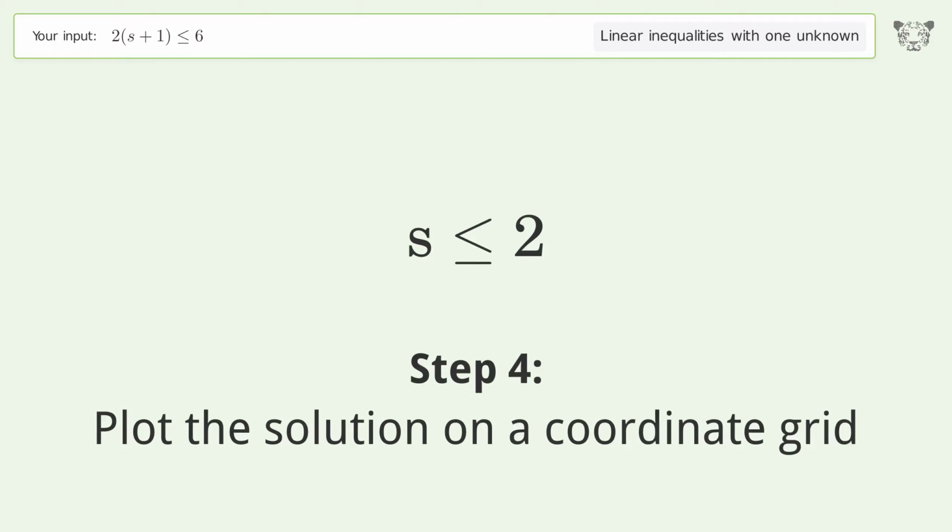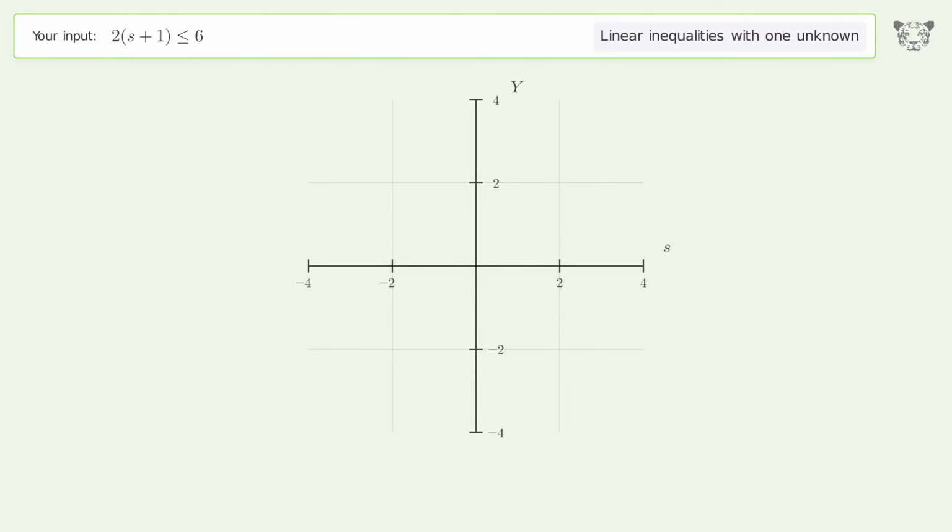Plot the solution on a coordinate grid. And so the final result is s equal or smaller than 2.